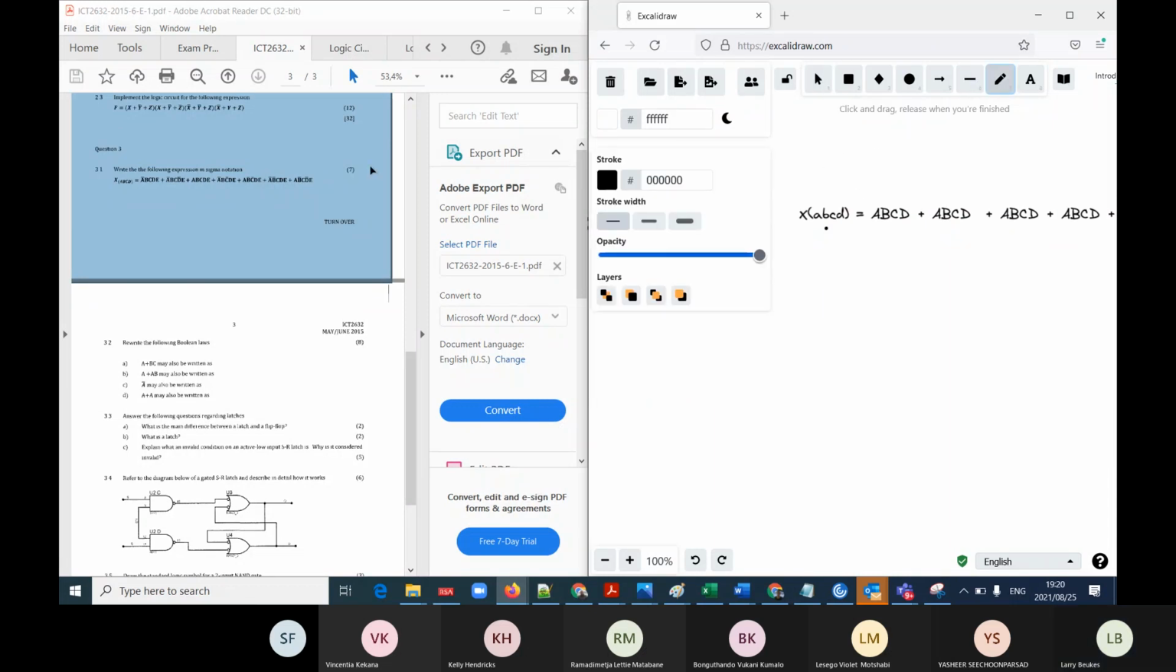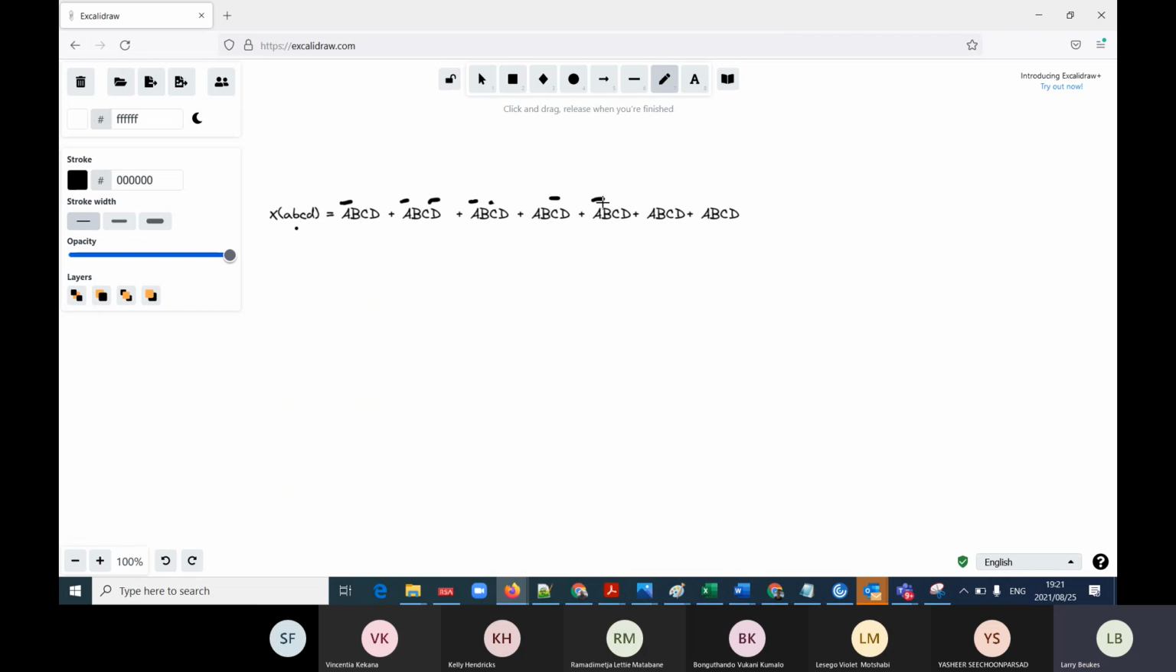So the first one is not A, and then this one not A, not D. All of them are logic ones, and then this one not A, not C. This one not C, not AB, not C. Then this one not AB and not BD, not AB, not BD. And then this one not BD, right? Am I correct?